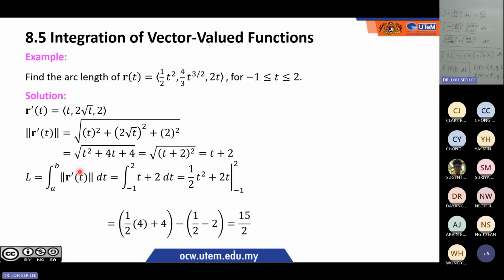Then we will put this into the formula. The arc length will be the integral of t plus 2 with respect to t, from -1 to 2.